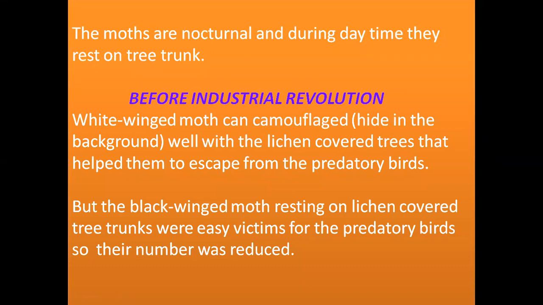This is also a type of lichen. So these trees were covered by lichen and predators could not identify the moths. As the background is white, white moths were not recognized by these birds. But the black-winged moth resting on a lichen-covered tree trunk was an easy victim for the predatory birds, so their number was reduced. So the number of white moths increased and the number of black moths was reduced before the industrial revolution.